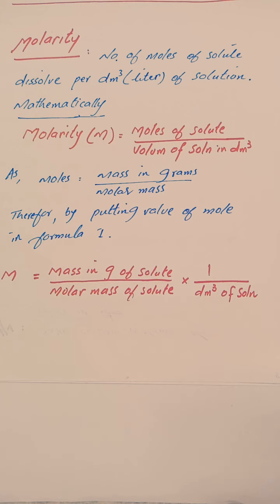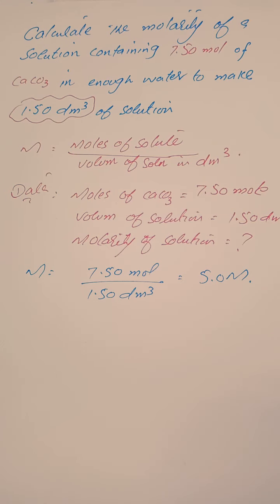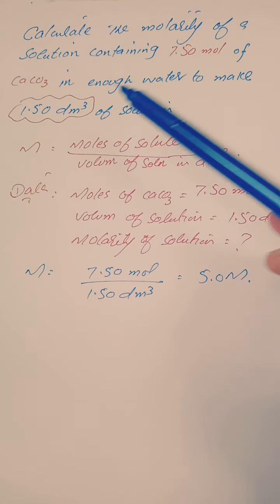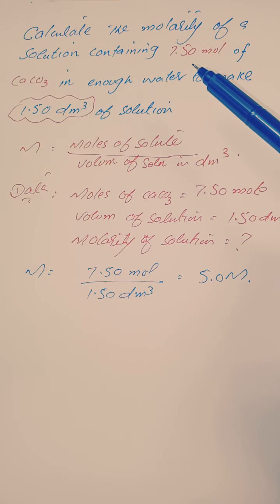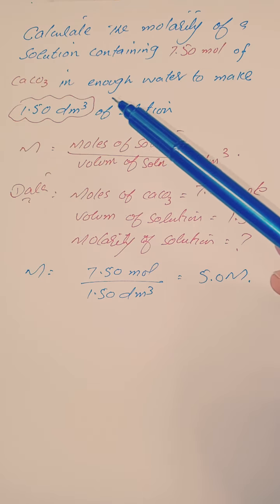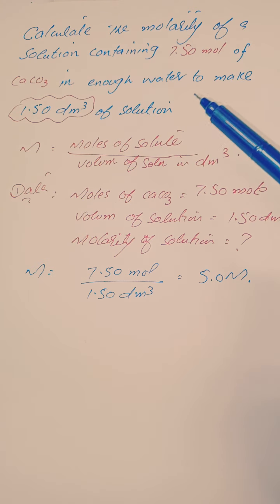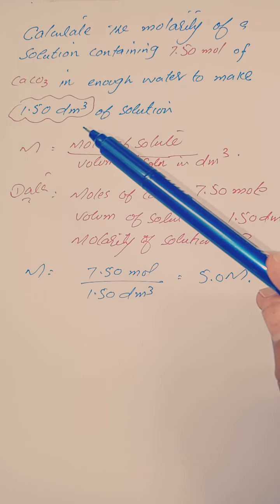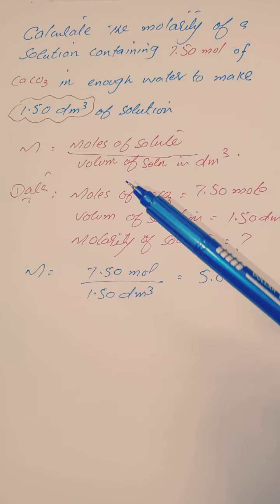Now we have to explain how we can use the formula in calculation. We are giving some examples. We are given a question to calculate the molarity of a solution containing 7.50 moles of calcium carbonate in water to make 1.50 decimeter cube of solution.